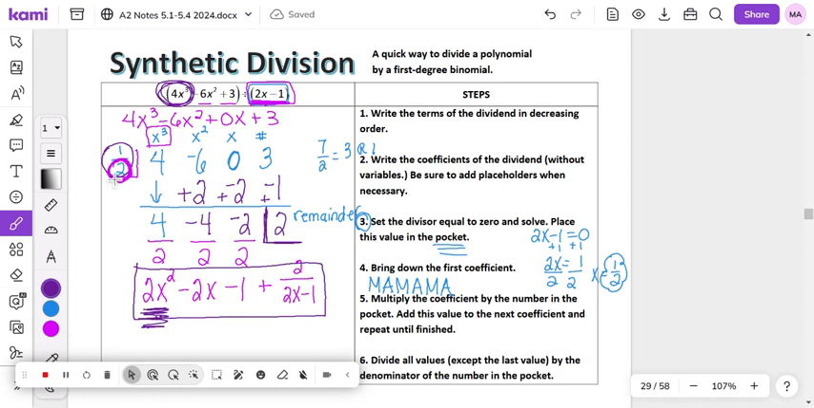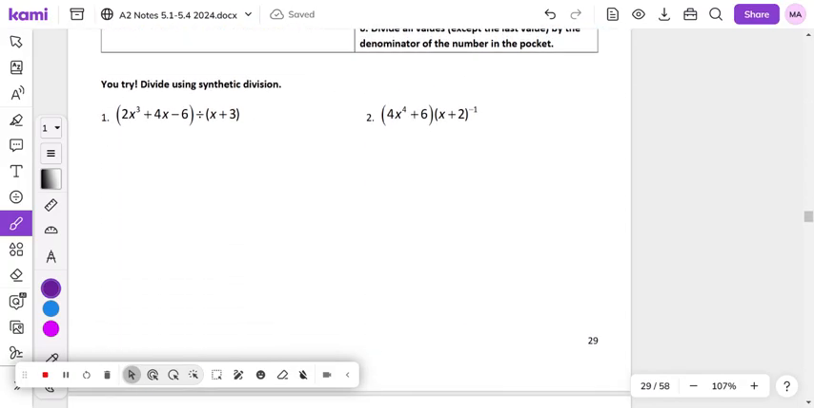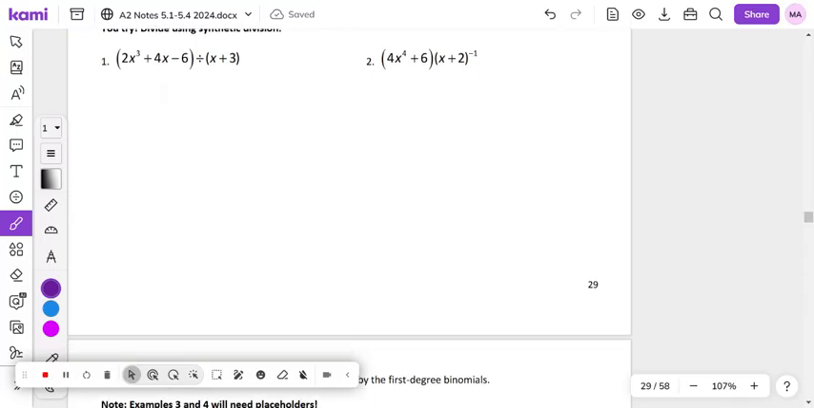Okay, if you have a fraction in your pocket, you have to divide each of these values by that denominator. Not the remainder though, that does not get touched. Okay, let's go do a couple more. Notice, I'm trying to show you the different ways that you can see division.